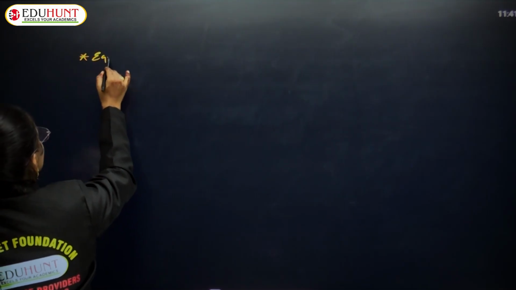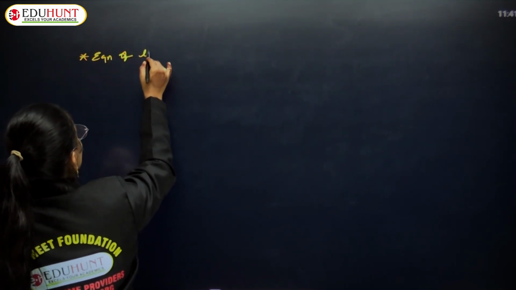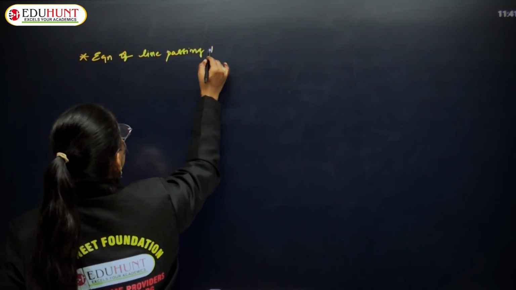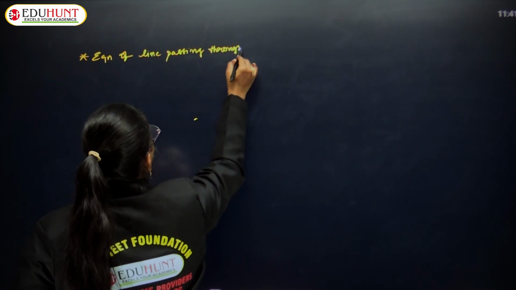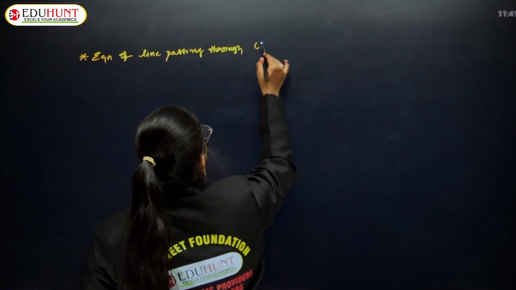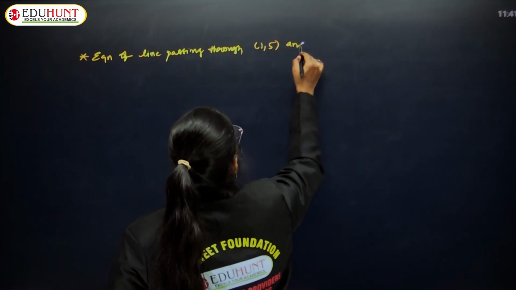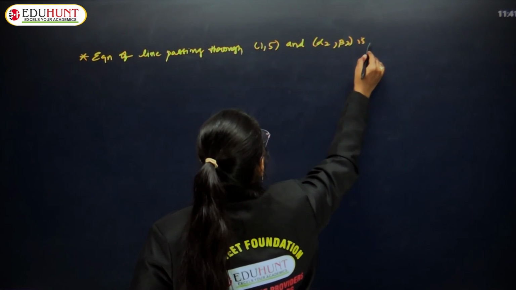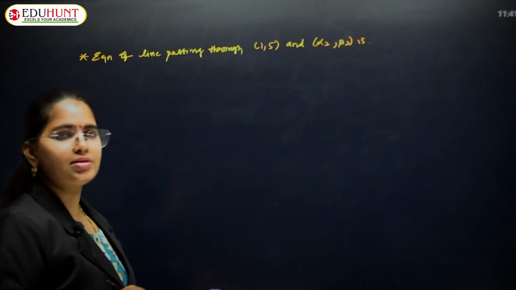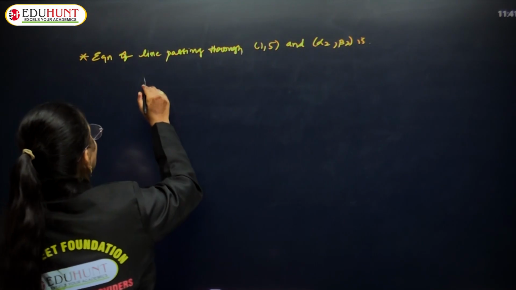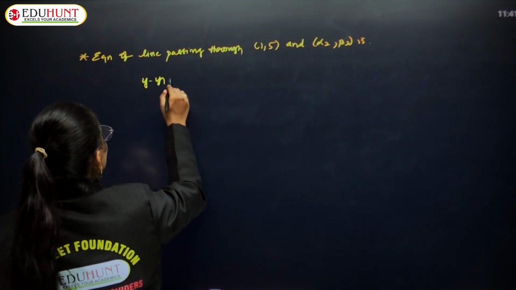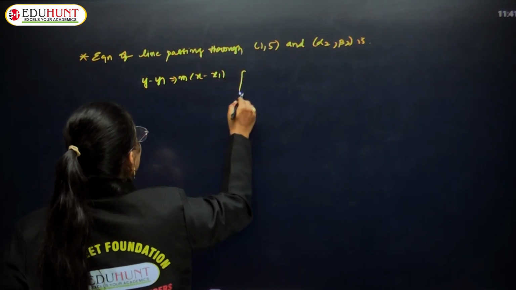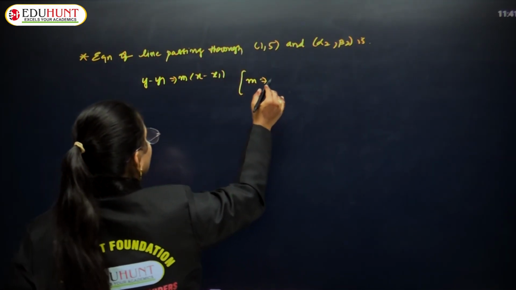Next part of the question is the final part: the equation of the line passing through (1, 5) and (alpha 2, beta 2). If you have 2 points, the equation of the line is of the form y minus y1 is equal to m times (x minus x1). But how to find the m value here?